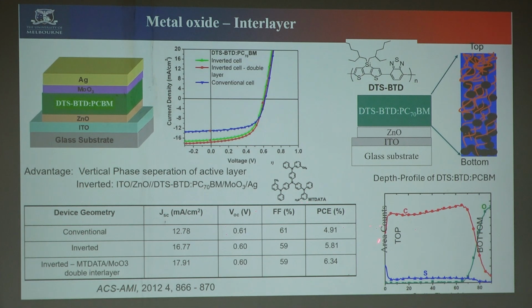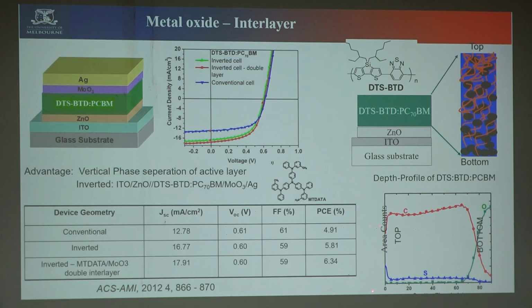So the depth profiling shows that at the very surface, your carbon is very high. If you see the DTS, BTD and the PCBM, PCBM has more carbon content. There is no sulfur in the PCBM, right? But in this material, sulfur is there. So we detect sulfur. If sulfur is detected, that belongs to your p-type polymer. If you detect the carbon, that belongs to your acceptor.